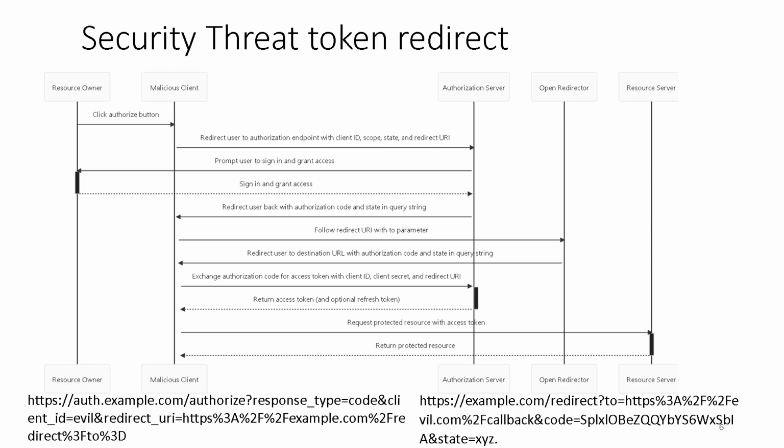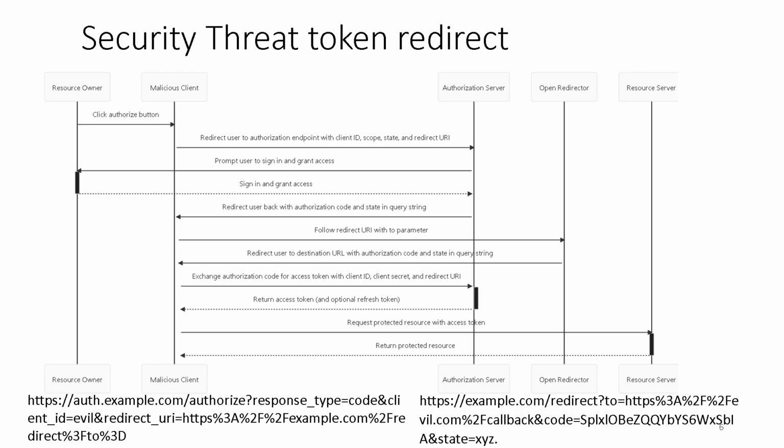The malicious client initiates an authorization request to the authorization server using the authorization code grant type and the registered redirect URI, such as it looks like this. The authorization server authenticates the resource owner via the browser and asks them to grant or deny the access request from the malicious client.